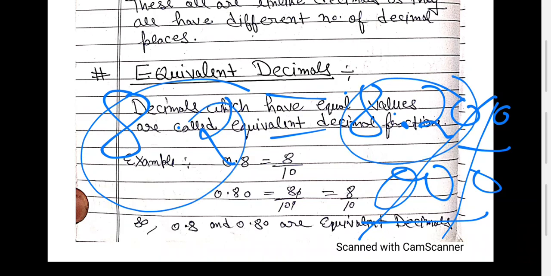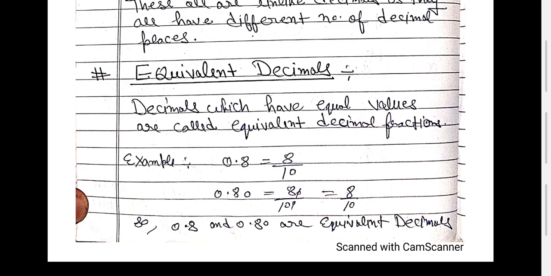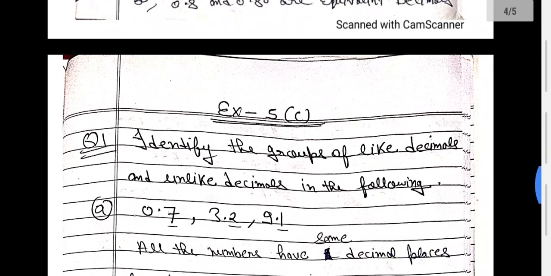So simply I am saying that if you add zeros at the end, then the decimal will not change. And what is it according to the definition? If the decimals are the same, then they are known as what? Equivalent decimals. Now come to your next exercise, 5C.